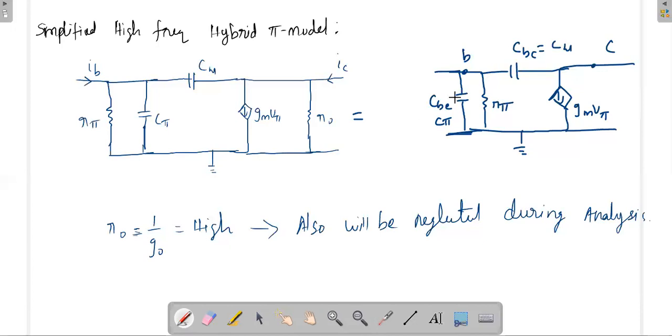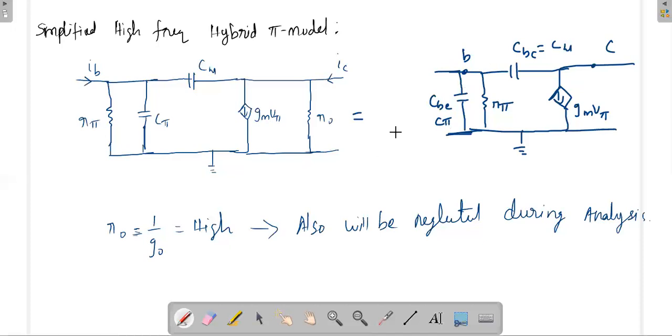This is the input junction capacitance, the forward diffusion capacitance. The capacitance between the base and the collector, in general we call it the output junction. This is the reverse biased capacitance, CBC or C mu. This is a forward biased capacitance, CBE or C pi.